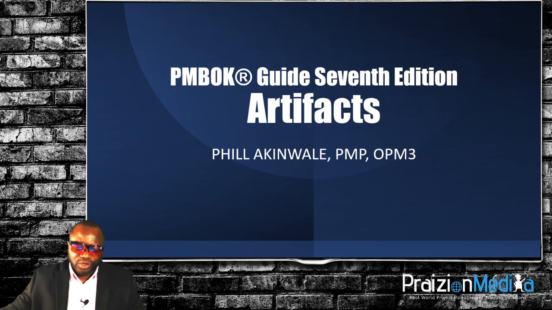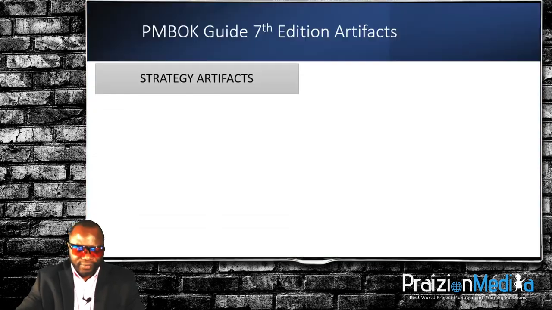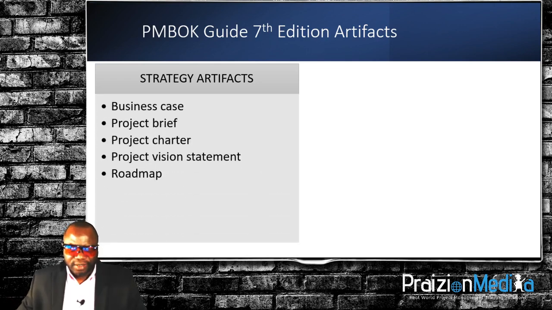I'm going to give you a very short description of what these artifacts are, and you could take a look at other websites I refer you to get further clarity. All right, are you ready? Let's get started. The very first artifacts that we find in the 7th edition are known as strategy artifacts. These are on page 184 forward. So on page 184, we have the business case, the project brief, project charter, project vision statement, and roadmap. So let's examine these one by one.